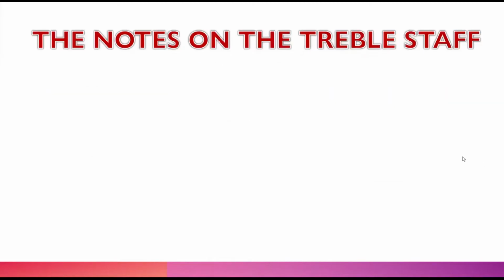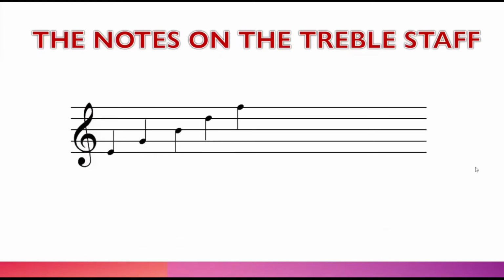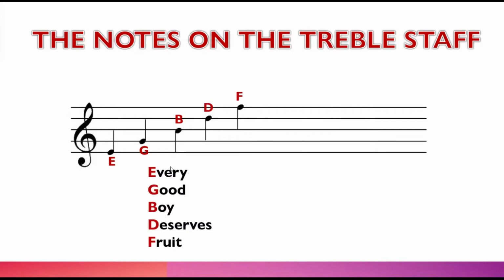Good. The notes on the treble staff. We can start with the lines, and these are the 5 notes on the 5 lines. It starts with an E, and of course we know that's a G, and then B, and then D, and then F. It's not easy to remember these notes on the lines, so we develop what we call an acronym. Every Good Boy Deserves Fruit. For every word, the first letter represents the note here. So first line, E.